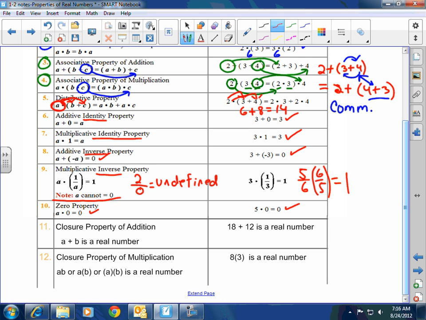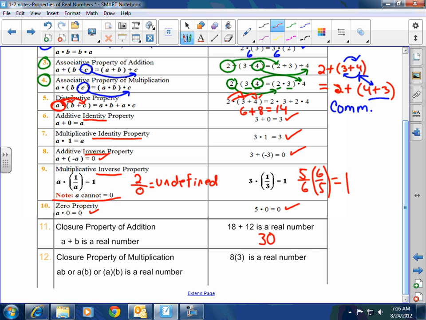Now, closure property of addition. I just want to go over this. It's pretty simple, but closure basically means that when you're adding two real numbers, you're going to get a real number answer. So A plus B is a real number. 18 plus 12 is also a real number because it equals 30.